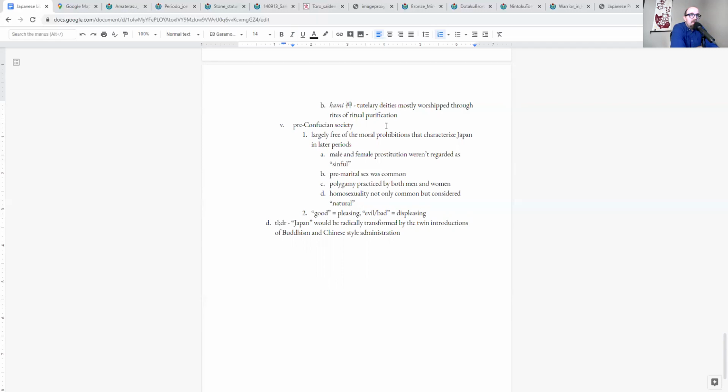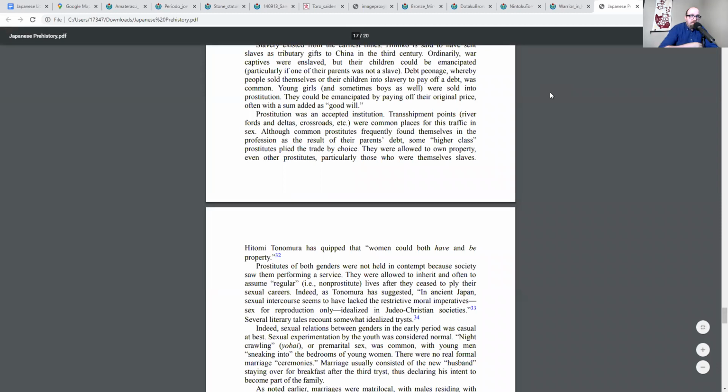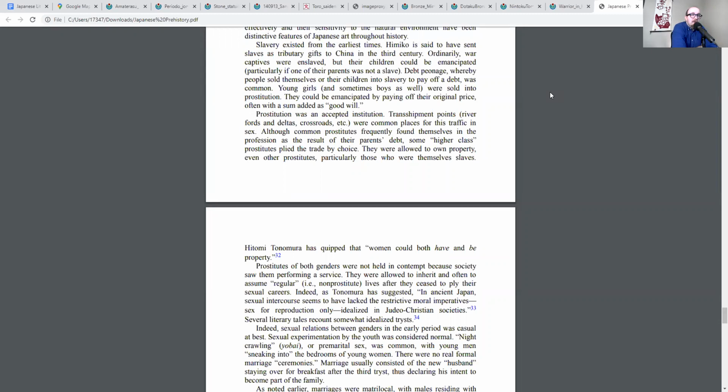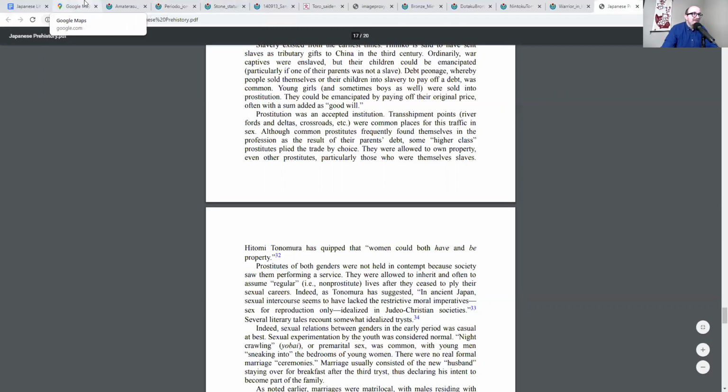And so this is from your reading for this week. The authors say prostitution was an accepted institution. Transshipment points were commonplaces for this traffic in sex. Although common prostitutes frequently found themselves in the profession as the result of their parents' debt, some quote-unquote higher class prostitutes plied the trade by choice. They were allowed to own property, even other prostitutes, particularly those who were themselves slaves. Hitomi Tonomura, a shout out to Tonomura sensei, who is someone I studied under at University of Michigan, so keep the faith, has quipped that, quote, women could both have and be property. So slavery was also practiced in Japan at the time.